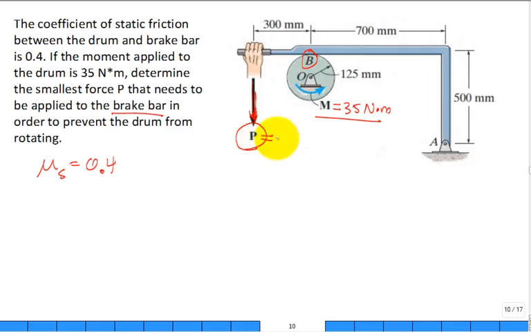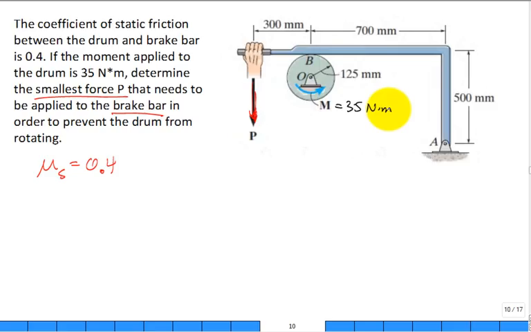Now, you could really pull down on P and have an excessive load to stop it from rotating, but we want the smallest force P. Meaning if you dropped it a little bit, maybe the smallest force is 50 pounds, but maybe if you only applied 30, it would start slipping, right? All right, so it's the smallest force P. How would we want to solve this problem? Well, we're going to do a free body diagram of the drum. Do a free body diagram of that bar.